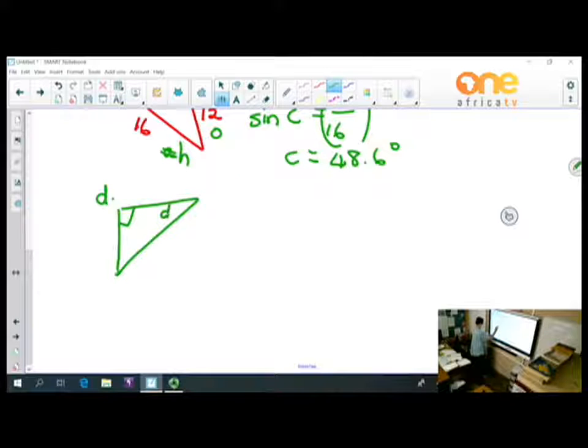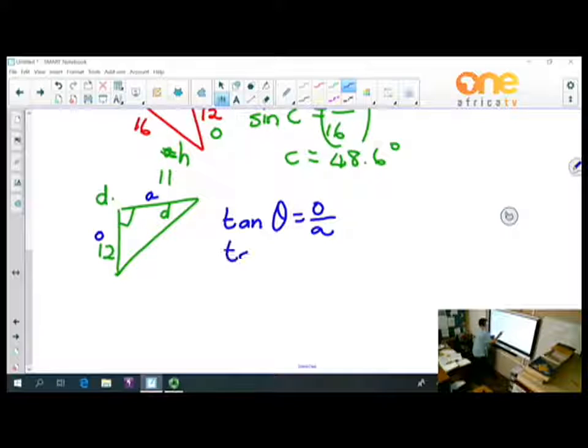There's D, 11, and 12. Which function will we have this time? Look at the marked angle. This is opposite, this is adjacent, so this is tan. Tan theta is opposite over adjacent. So tan theta now, or D, is equal to 12 over 11.